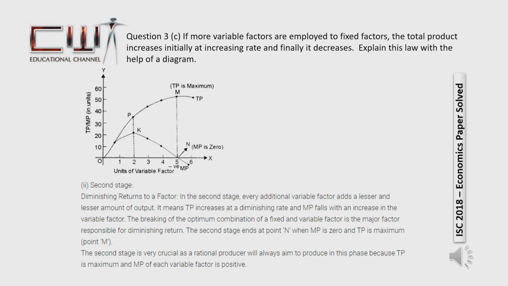The second stage is very crucial as a rational producer will always aim to produce in this phase because total product is maximum and marginal product of each variable factor is positive.